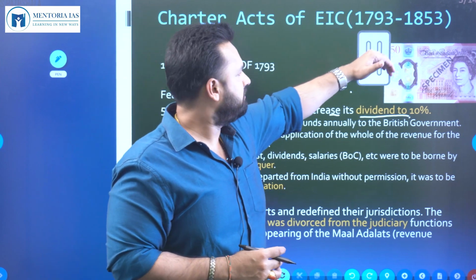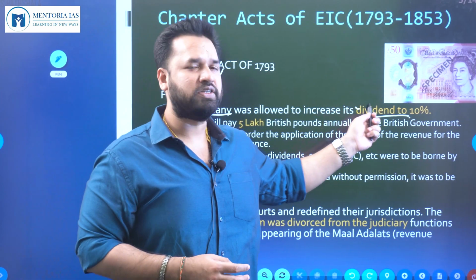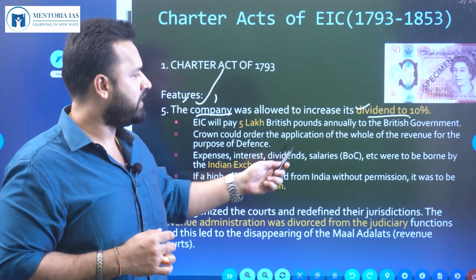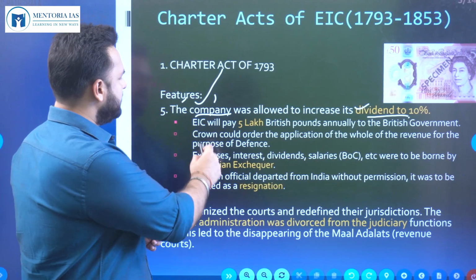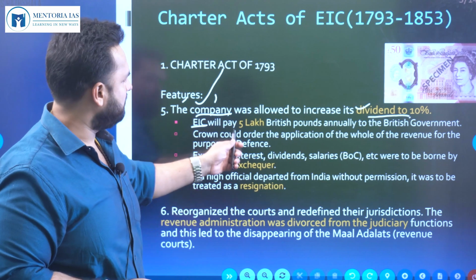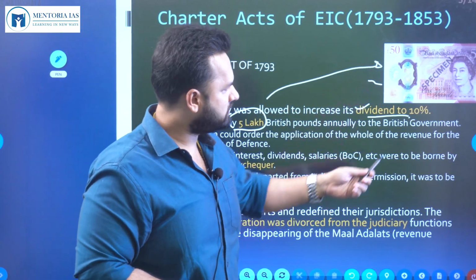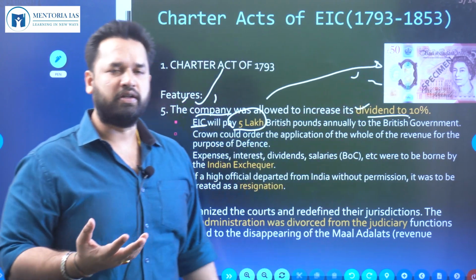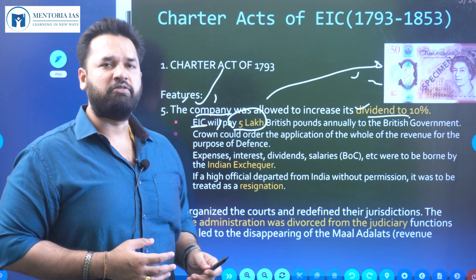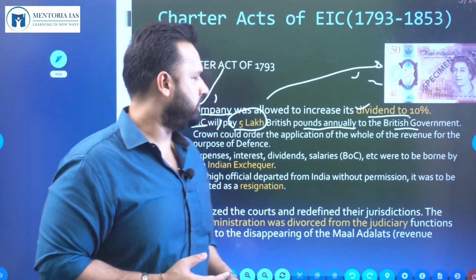Why did the Parliament give this option? Why would you increase it? Because the Parliament is going to take some money from the company. Let us see what that is. East India Company will pay 5 lakhs of what? British pounds. This is a British pound, a 50 pound note. They said every year the East India Company will pay 5 lakh British pounds annually to the British government.